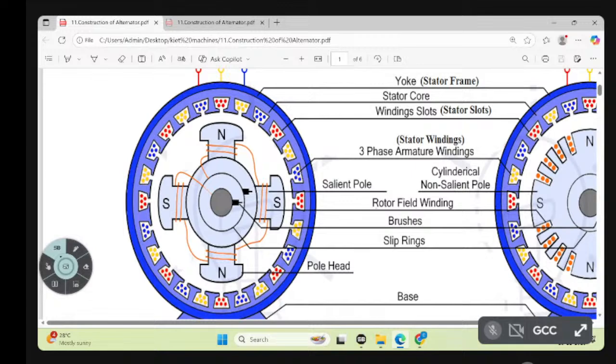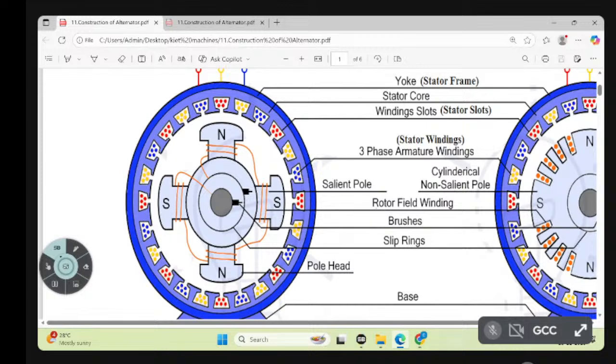Field is stationary in DC generator. Here it is in the rotor. Now you tell me what are the different parts. The stator consists of three phase conductors, 120 degrees apart. So the stator consists of slots. These are slots. In the slots, we will house the conductors, three phase conductors. They are 120 degrees apart.